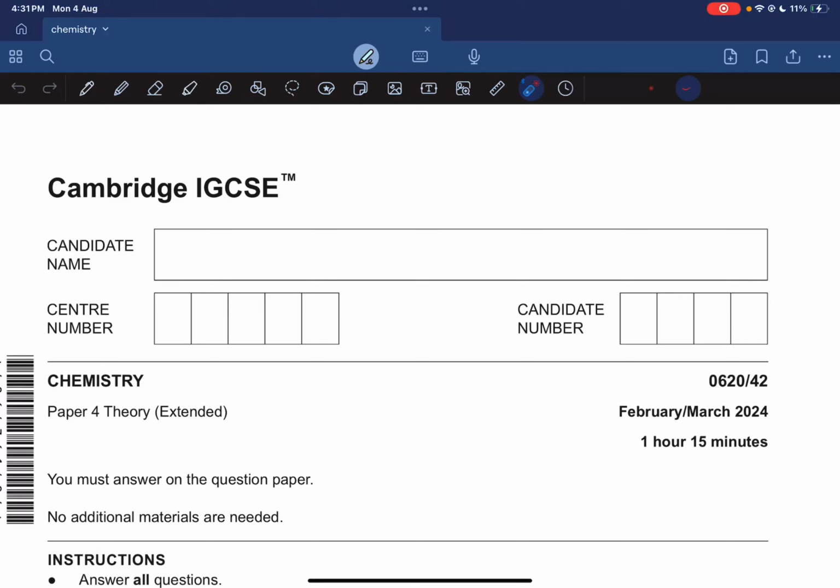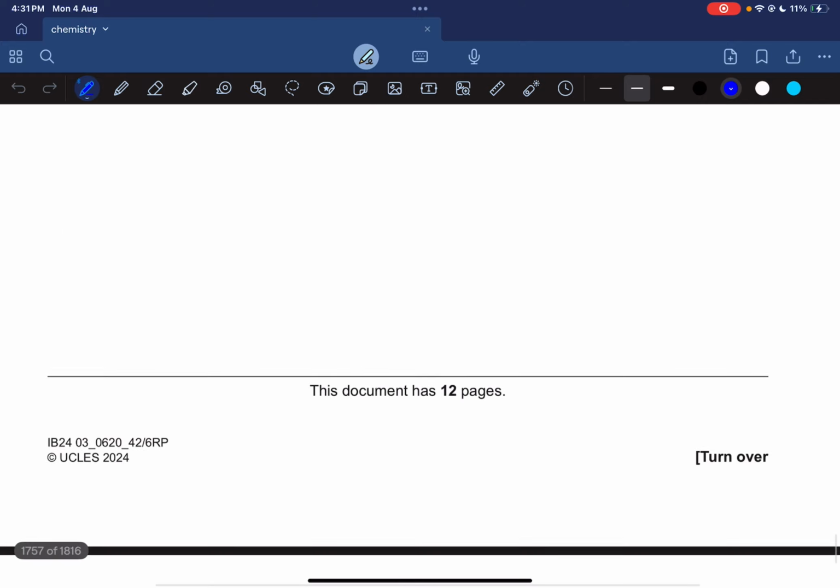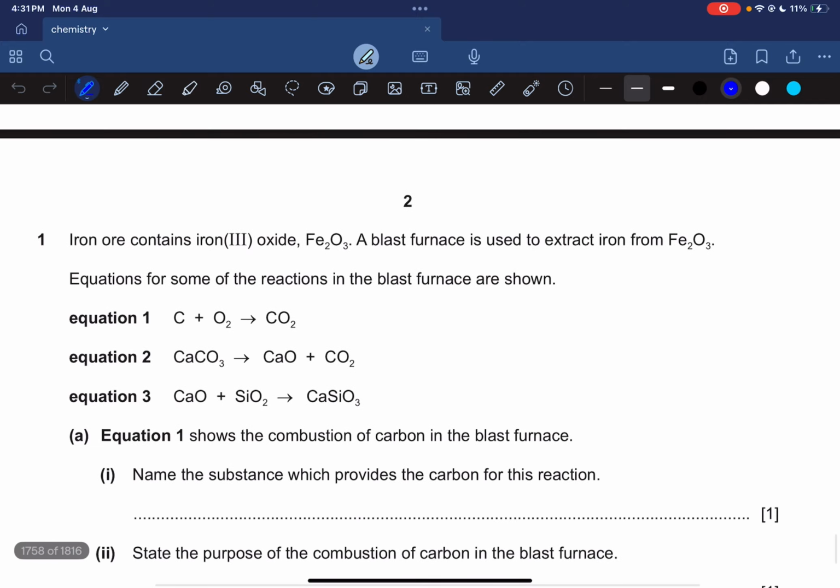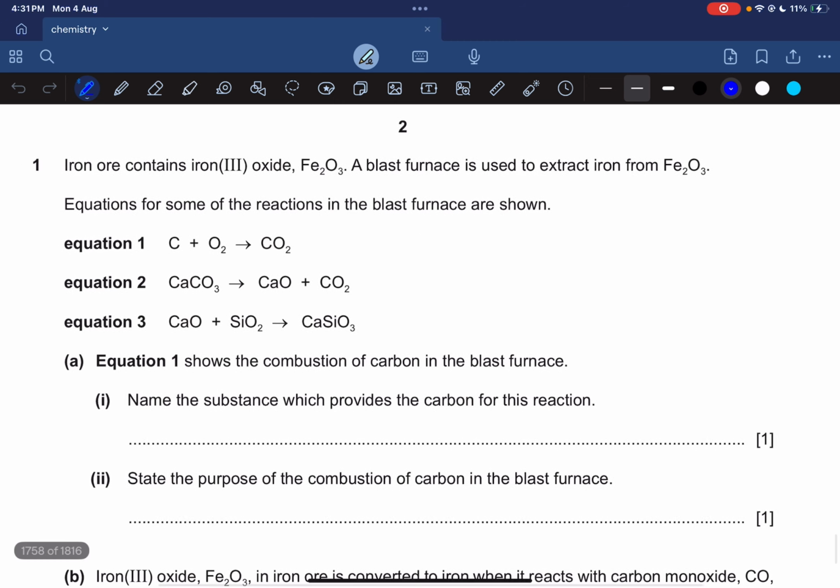So hi, today we're going to be solving Cambridge IGCSE Chemistry Paper 4 Theory Extended, February/March 2024, Paper 42. I personally like this paper a lot. It is a very interesting and very good paper for practice. I hope you try to solve it before I do, and that's going to make you really good at chemistry. It's going to help you practice.